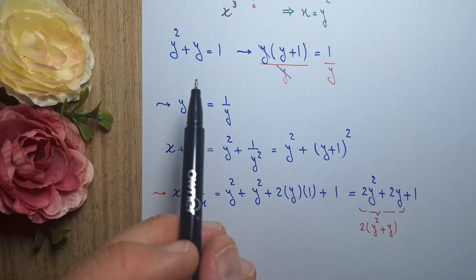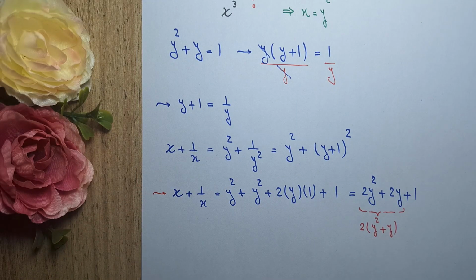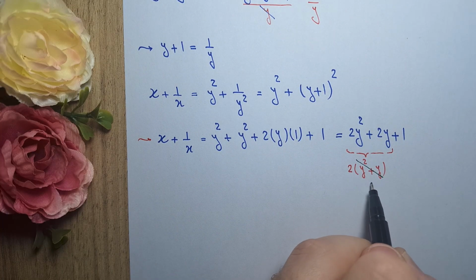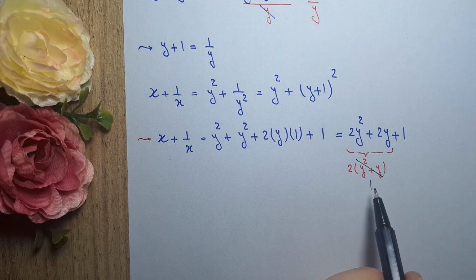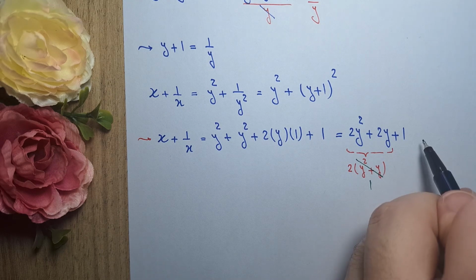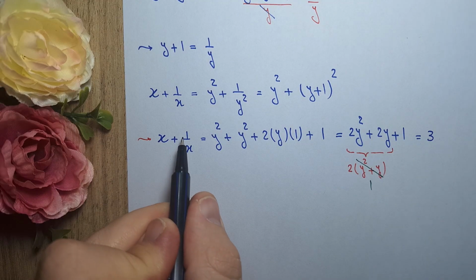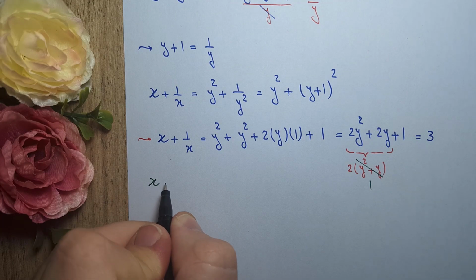According to this equation, we know that y squared plus y is equal to 1. So this term is equal to 1. And 2 times 1 plus 1 is equal to 3. So x plus 1 over x equal to 3. We need this equation in future. So let's rewrite that.